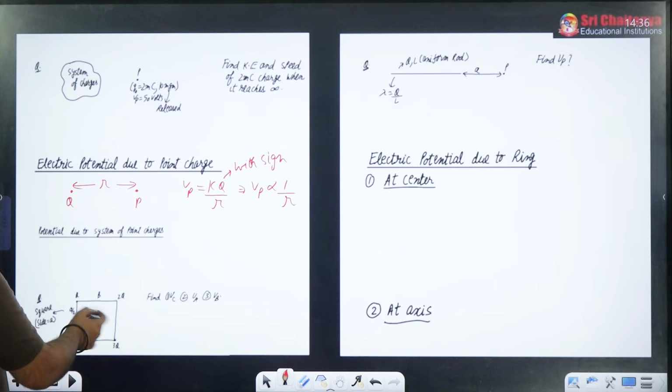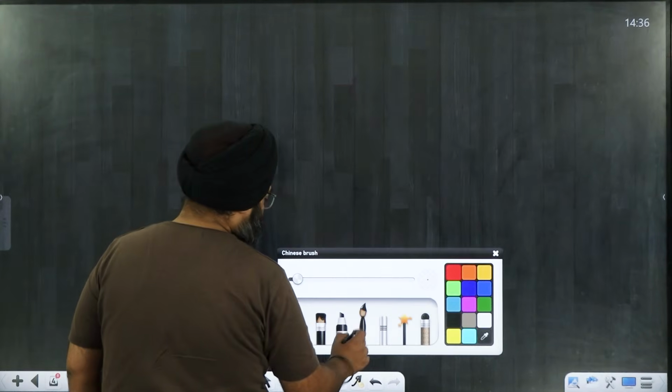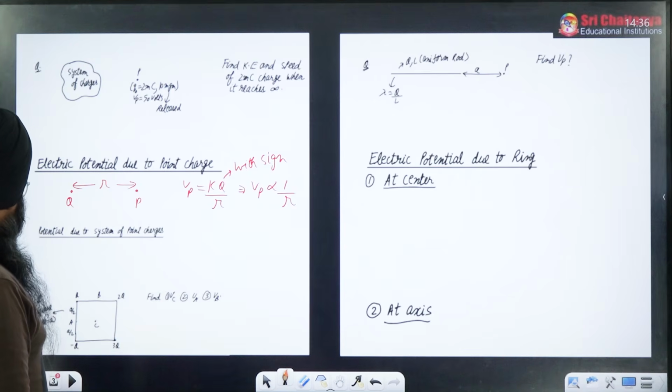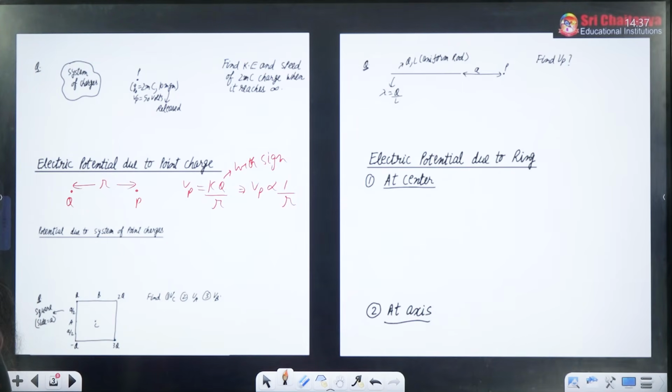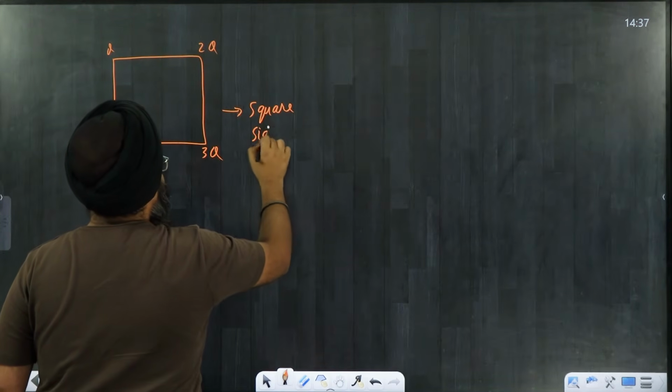Based on that, there is a simple question, and that question is saying that there are charges Q, 2Q, 3Q and minus Q, and you are required to find the potential at the center, potential at A and potential at B. We can do this particular question very simply. Let me take one page so that you understand clearly. What they are trying to tell is that there is basically a square, and on that square Q, 2Q, 3Q and minus Q charges are kept, and they are asking you to find the potential at different points. The square is having side A.